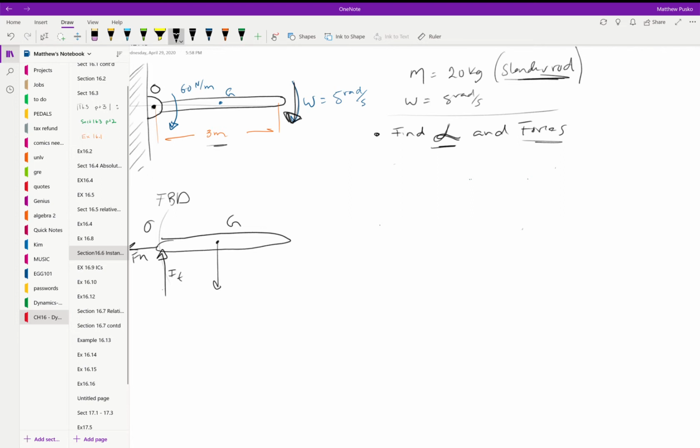To finish off this free body diagram, let's put a mass times gravity there, and we were told that this initially has some 60 Newton meter moment applied to it also.